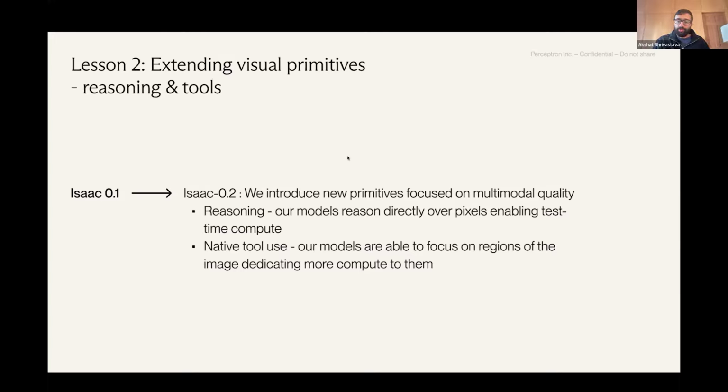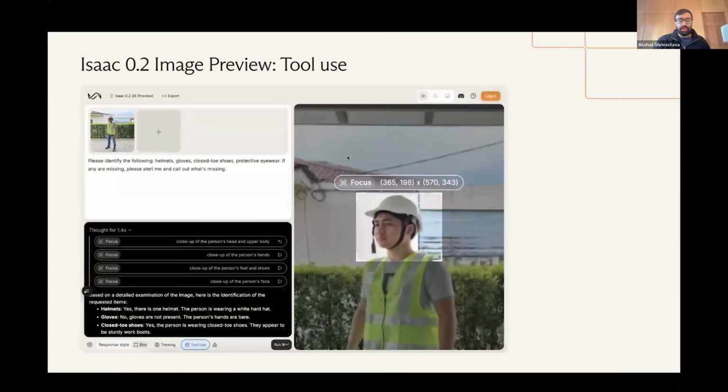And we found this to be very helpful in getting fine details correct. So here's one example of what this reasoning and tool use looks like. Again, that same case where there's a person you want to identify what PPE gear they're wearing, and we ask them questions. You can see that the model, when enabled to reason and use tools, is able to actually zoom into the different regions, understand them better, and present a summary of the different things that are going on.